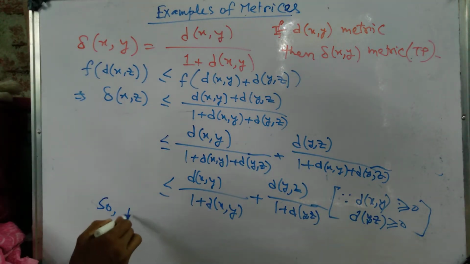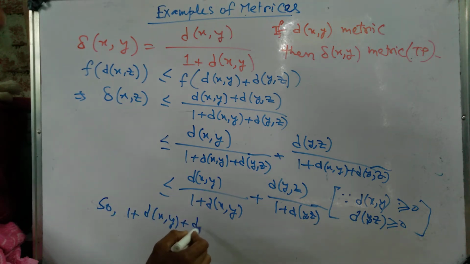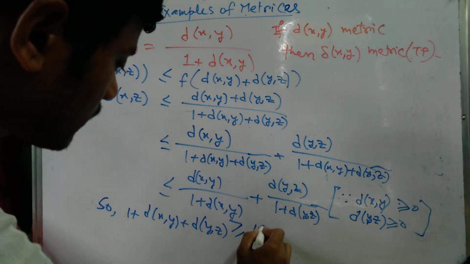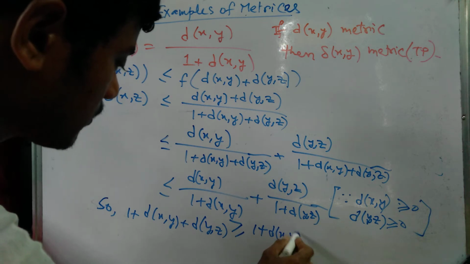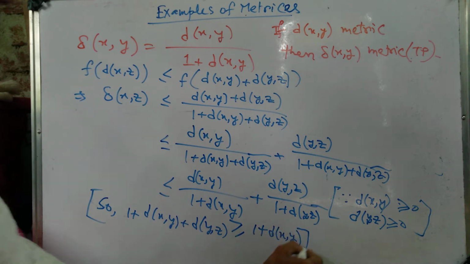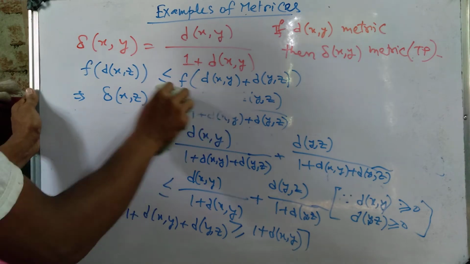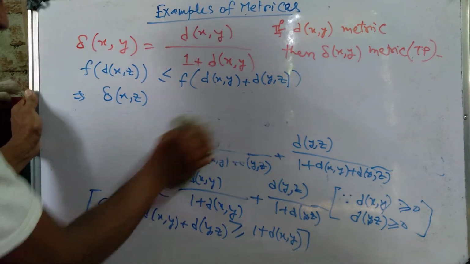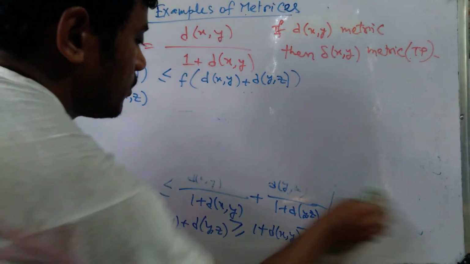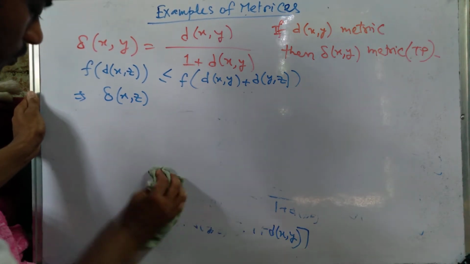So 1 plus dxy plus dyz is greater than or equal to 1 plus dxy. So the above one holds. Okay, now we erase these above portions also, and we get the triangle inequality holds for this delta. So delta is a metric also.